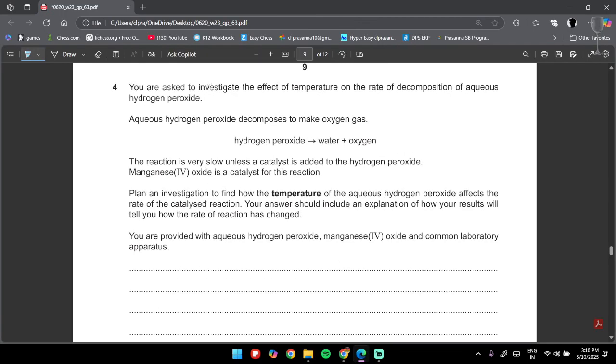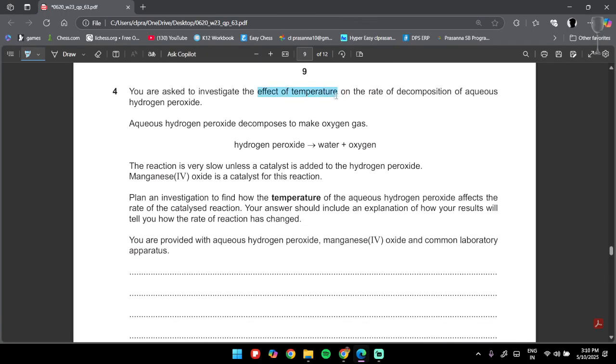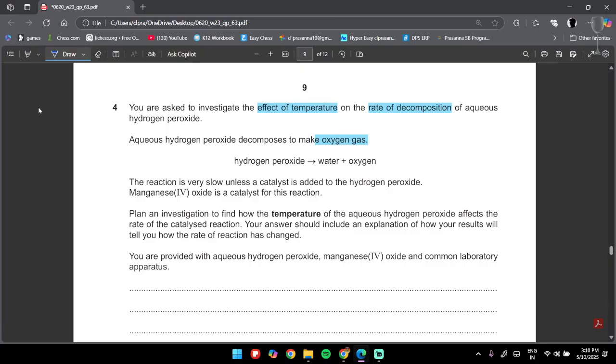It says you are asked to investigate the effect of temperature on the rate of decomposition of aqueous hydrogen peroxide. Aqueous hydrogen peroxide decomposes to make oxygen gas. So over here, I can immediately see that I'm investigating the effect of temperature, which makes this my independent variable. Since it's something that I'll be changing throughout my experiment, changing the temperature will have an effect on the rate of decomposition. So that makes my dependent variable.